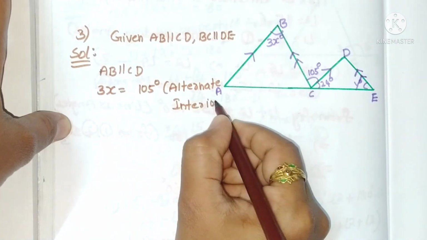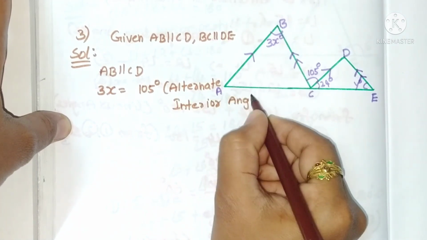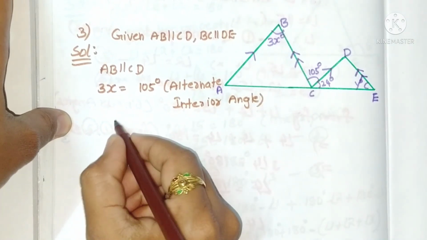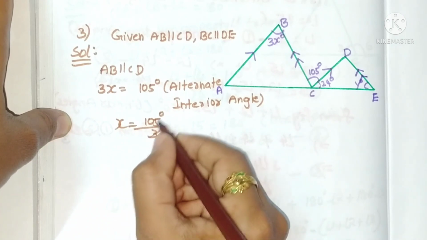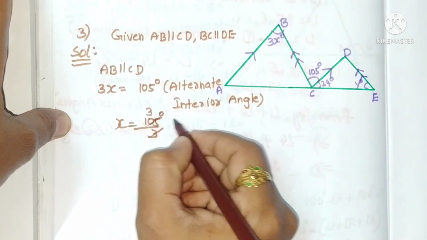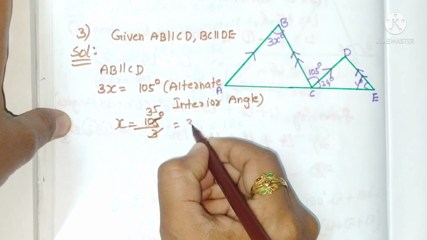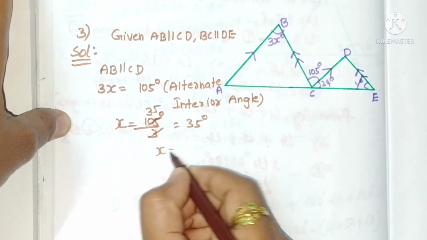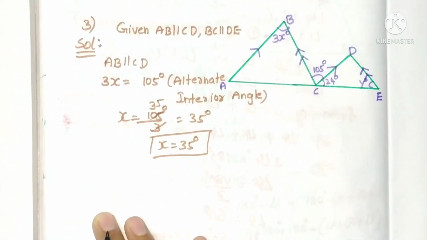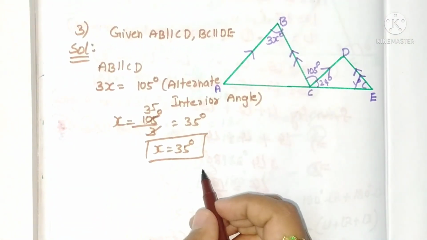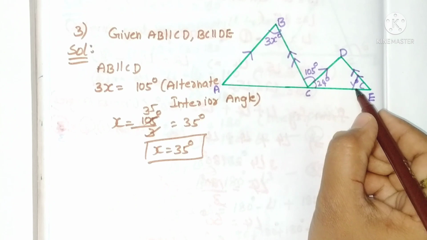Each time you have to write the reason: alternate interior angles. So x is equal to 105 degrees divided by 3. 3 threes are 9, 3 fives are 15. So x value is 35 degrees. Okay, now we got x. We want to find out this y.